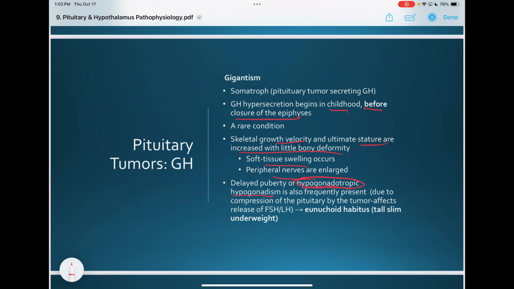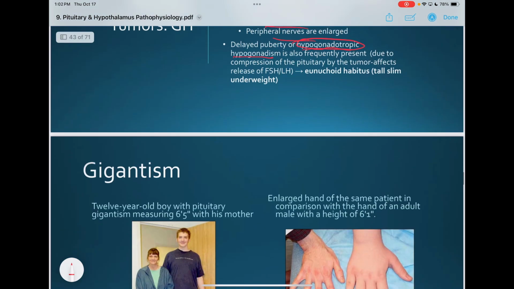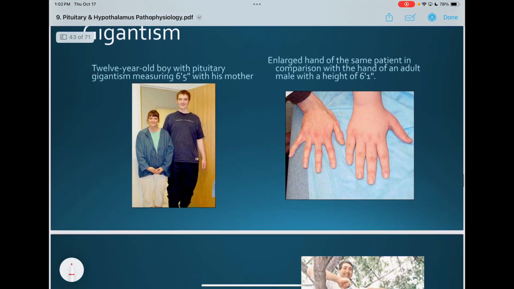Hypogonadism is small testes, undergrown testes. Because they don't have FSH and LH coming out in the right quantities, nothing is stimulating the testes to grow and make testosterone. So they get delayed puberty.